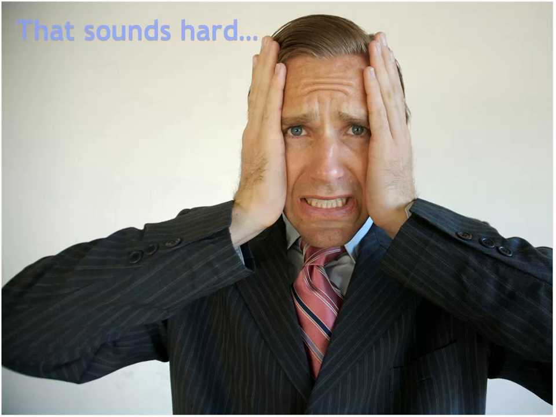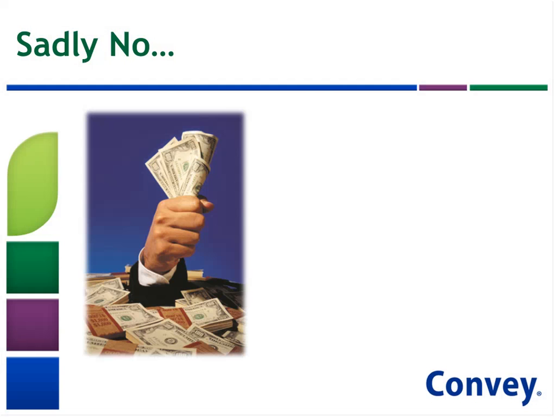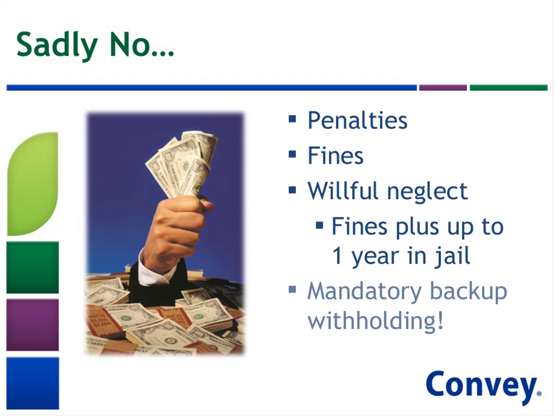So you're probably saying, well, understanding all this information for people sounds kind of difficult. Maybe I can just skip it. That is a bad idea. So we've talked about the money aspect. So there's the penalties, there's the fines. There's also willful neglect, which means those penalties and fines see no end, plus you have the option for up to 1 year in jail. And there's mandatory backup withholding. No faster way to lose a customer or destroy a vendor relationship than starting to hold 30% of their payments.